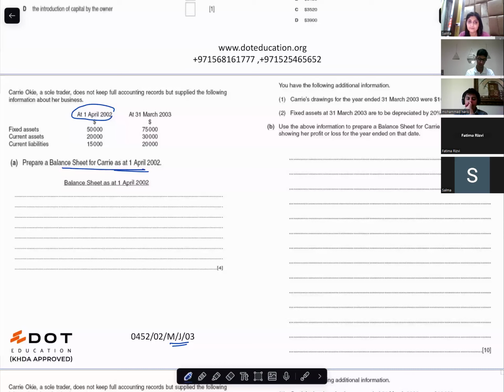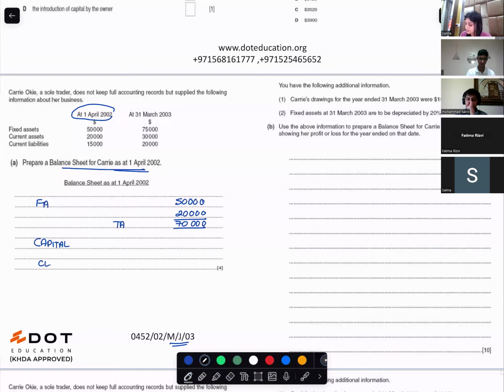Fixed assets plus current assets. We start off with fixed assets, 50,000. Then current assets 20,000. Total assets 70,000. Then you write capital, and then current liabilities, which is 15,000, and total liabilities will be the same as total assets, so 70,000. And capital is the balancing figure, how much? 55,000.